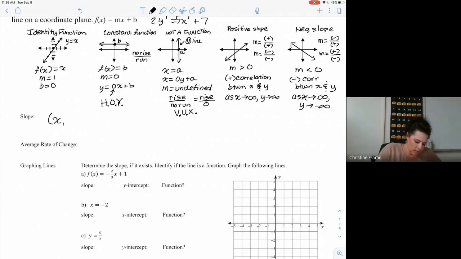If I give you the points, when you're finding slope, you're just looking for the rise and the run between 2 points. So if I give you 2 points like this, x sub 1, y sub 1, and x sub 2, y sub 2, and let's say I give you a line like this, and we'll put a point here and a point here, and this will be x sub 1, y sub 1, and this will be x sub 2, y sub 2.